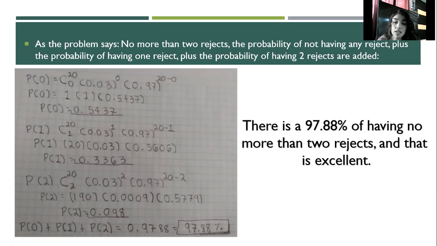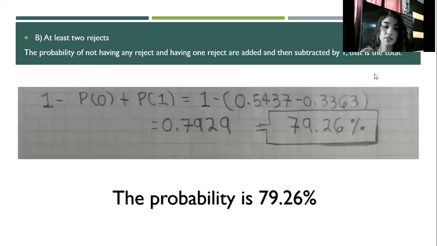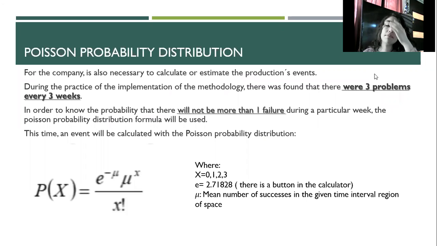The probability of not having any reject plus the probability of having 1 reject plus the probability of having 2 rejects. 0, 1, 2 are added. So we have a probability of 97.88% of having no more than 2 rejects, and that is excellent. That means that we have a very good process. And the probability of having at least 2 rejects: here, the probability of having 0 rejects and the probability of having 1 reject are added, 79.26%.